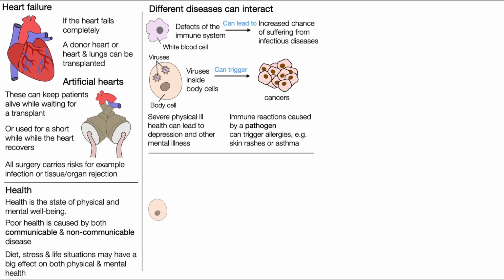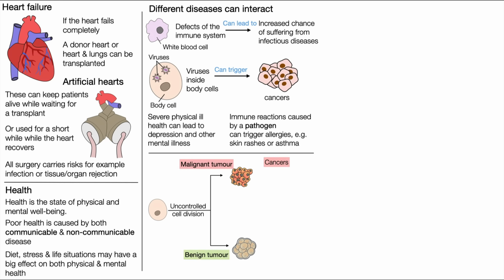The next thing is to do with cancer. Cancer can arise as a result of uncontrolled cell division. That will lead to tumours. This is a malignant tumour. This is a benign tumour. The malignant tumour is the one that is cancerous. This can invade neighbouring tissue, and it can spread in the body and form what's called secondary tumours. So it can form different tumours around the body.